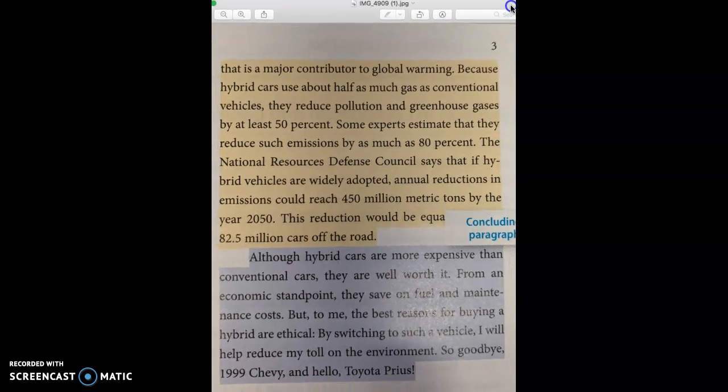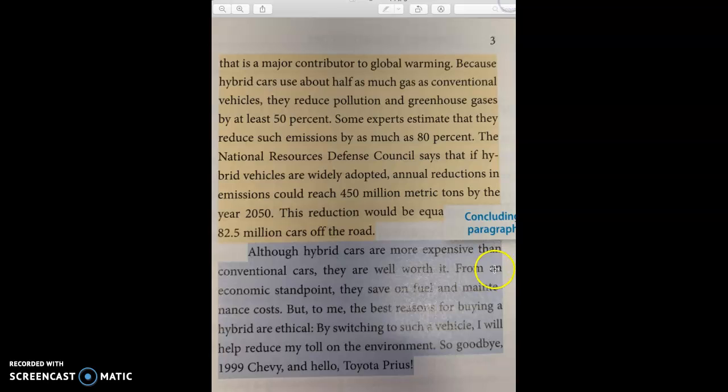So here is the final page. When you are finished developing all the reasons and examples for your third paragraph, then you're going to do a concluding paragraph. And a concluding paragraph basically summarizes everything that you've said. So although hybrid cars are more expensive, they're well worth it, right? So they're pro-hybrid cars. They're doing comparison on 3 points. The first one is tax breaks. The second one is saving money. And the third one is the impact on the environment. So that's how I would like you to restructure yours.